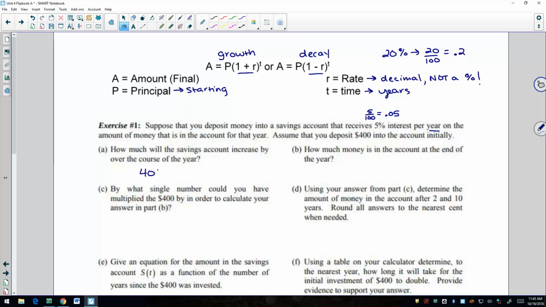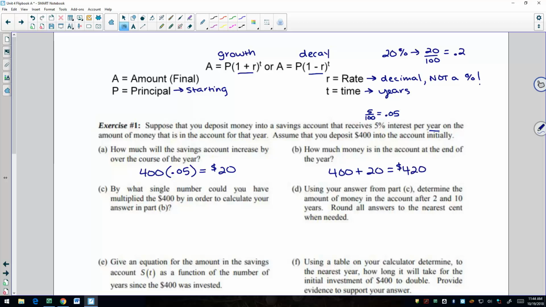So we don't actually have to use any of our formulas yet because we're only figuring out how much money we are increasing by over 1 year. Well, we know we're going to get 5% of this. So if I multiply 400 times 0.05, that is $20. So I am increasing by $20, which means now part B says, how much money will be in the account at the end of the year? Well, you had the 400 you initially deposited, plus the $20 you make, which is $420.